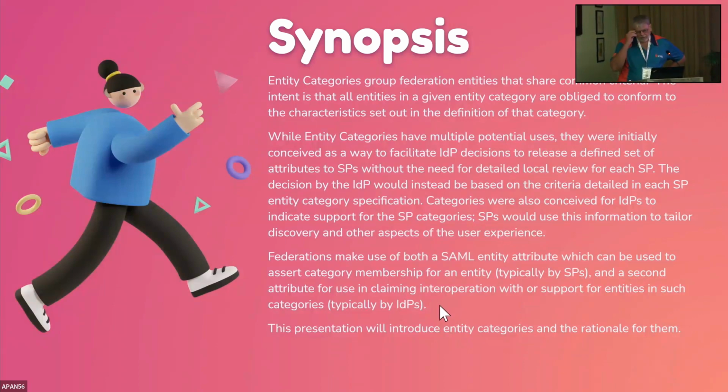There are a couple of other reasons that entity categories have been used. One's to hide from discovery. So these are to hide test IDPs so that they don't appear in the IDP lists on the discovery service. And the other one that's around is to specify that my IDP or my service follows the Sirtfi security framework that's been defined.